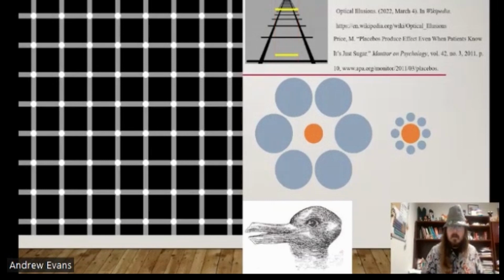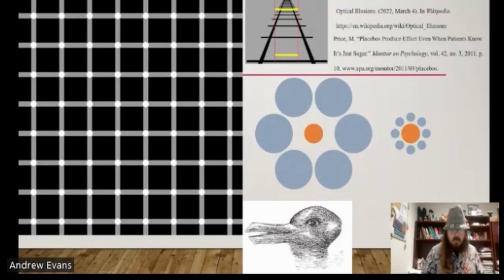The yellow lines, due to the forced perspective of this, look to be different sizes. But if you measure them, they will be the exact same size. Just because it appears to be going into the background with the railroad tracks. Or the circles, just because of the size of the circles around them, it makes the circles look to be different sizes, even though they're actually the same size.